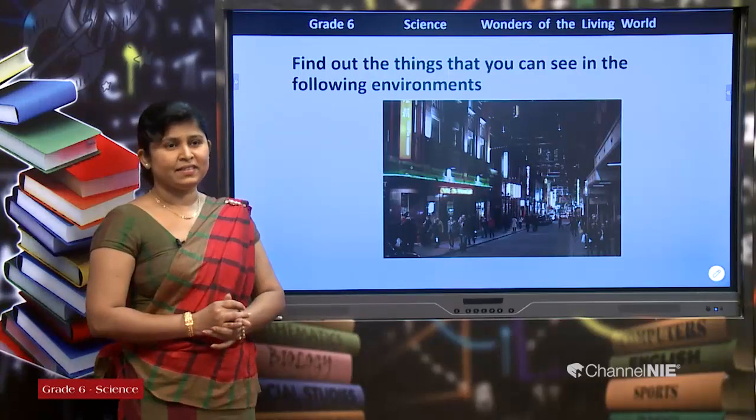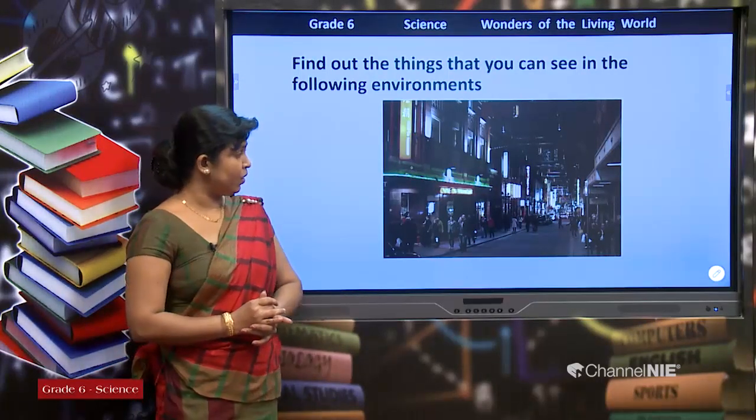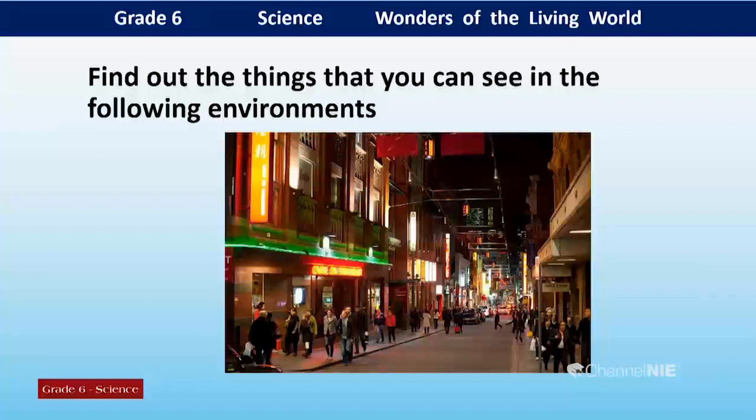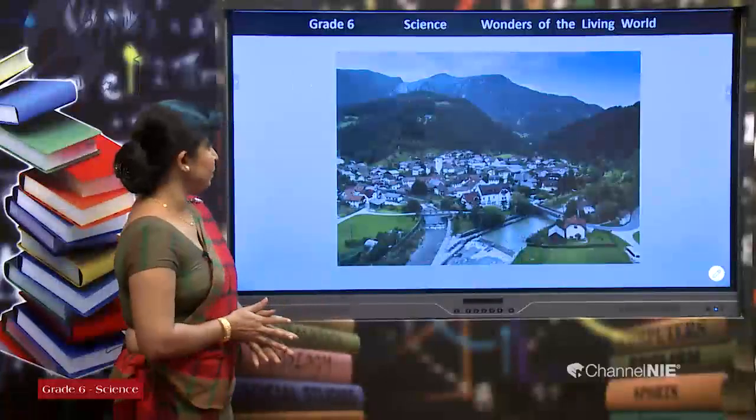Look at the picture. There is a picture given on the screen. At first glance, you can identify the picture is a scene of an urbanized area. There are vehicles, people and many artificial things in the shops. Then you can see that this environment consists of different components. We will see the second picture.